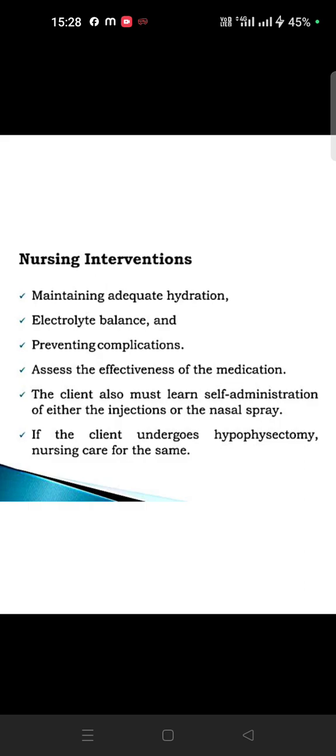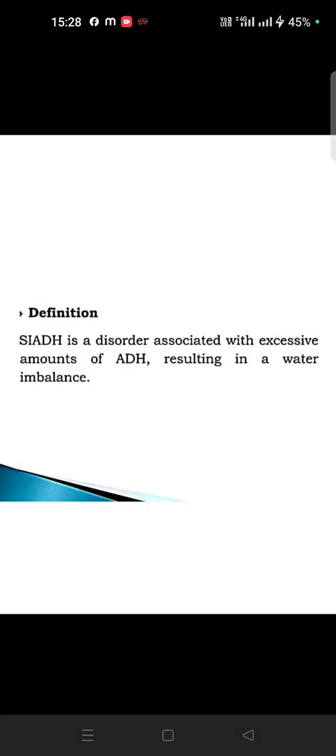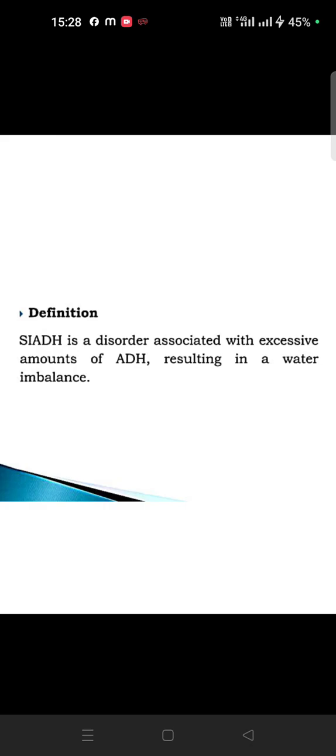Then a client undergoes hypophysectomy, with nursing care of the same. Here SIADH means syndrome of inappropriate antidiuretic hormone. It is a disorder associated with an excessive amount of antidiuretic hormone, resulting in water imbalance.